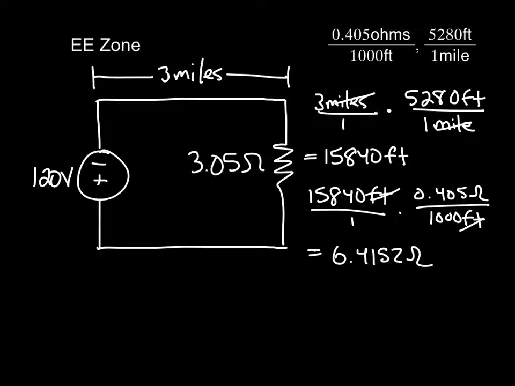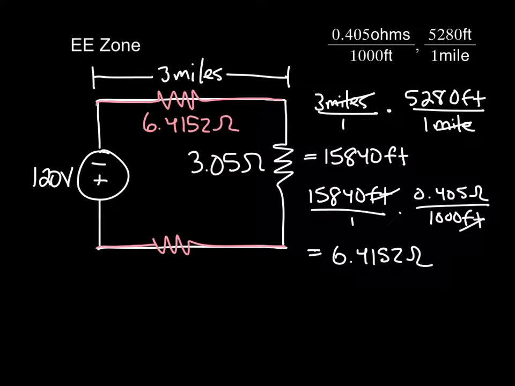Now, something we should see from this is that the distance to the load and the distance back from the load can now be thought of as a resistor that is 6.4152 ohms, top and bottom.